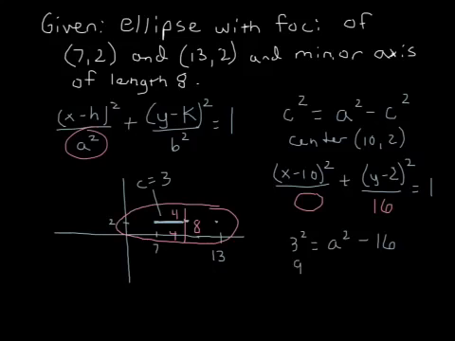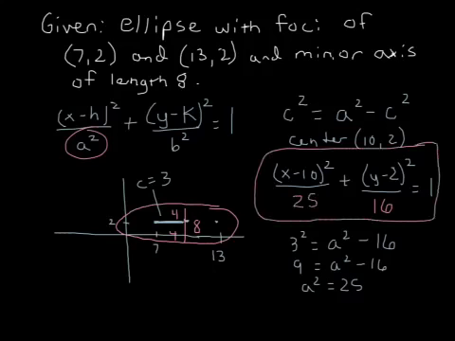Okay, so that's 9 equals a squared minus 16. So a squared would be 25, which is really what I want to know, but that tells me I would have gone left and right a total of 5 units when I graph this. So, to finish this up, I basically need to have in that 25, and I am finished with the equation of my ellipse.